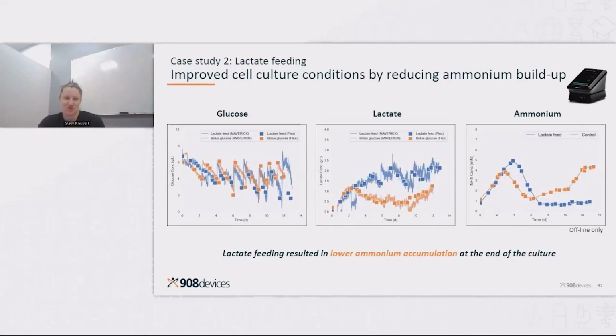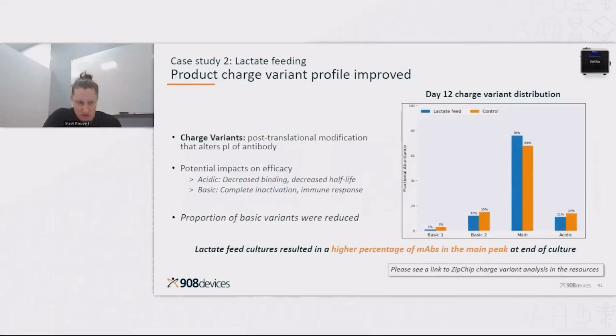So it really shows the potential application for MAVERICK here to be able to really reduce inhibitory byproducts in our culture. And then once again, just to point out that the online MAVERICK data and the offline Flex data match really, really well. So moving forward into our product quality attributes here.